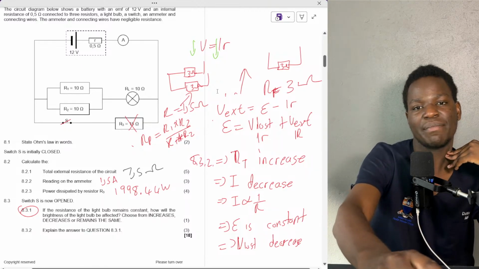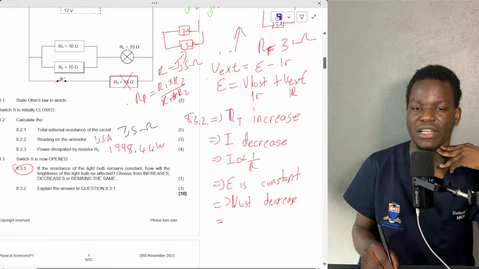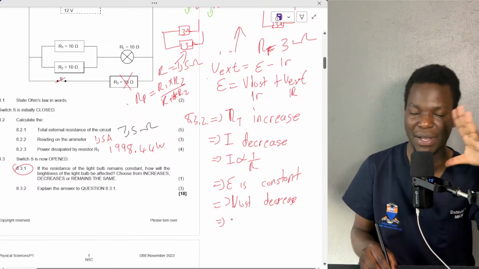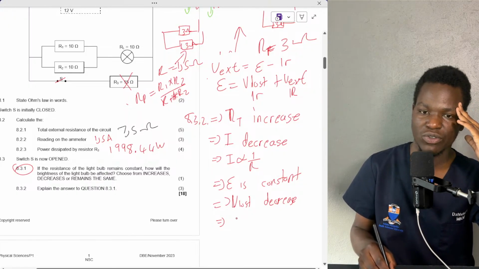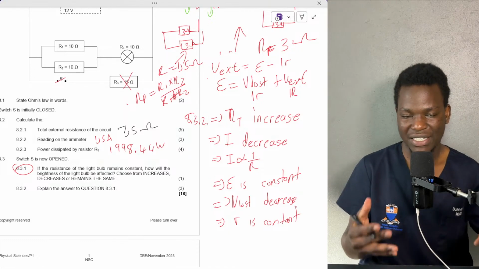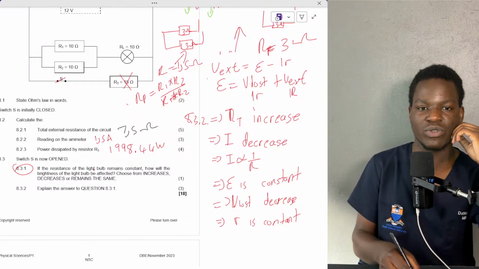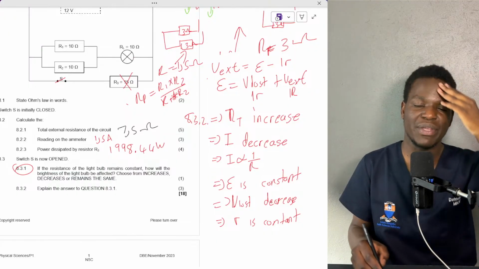They will just come and choose what they want to mark here, because you may find that now in the memo there are marks for different things. So then you say R is constant. I'll show you the most important points, but now you are building here. We are getting to the brightness of the bulb here.